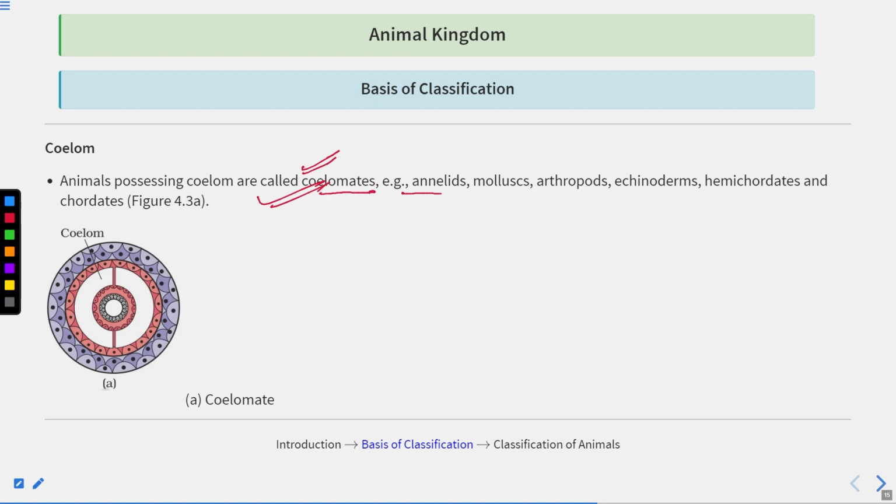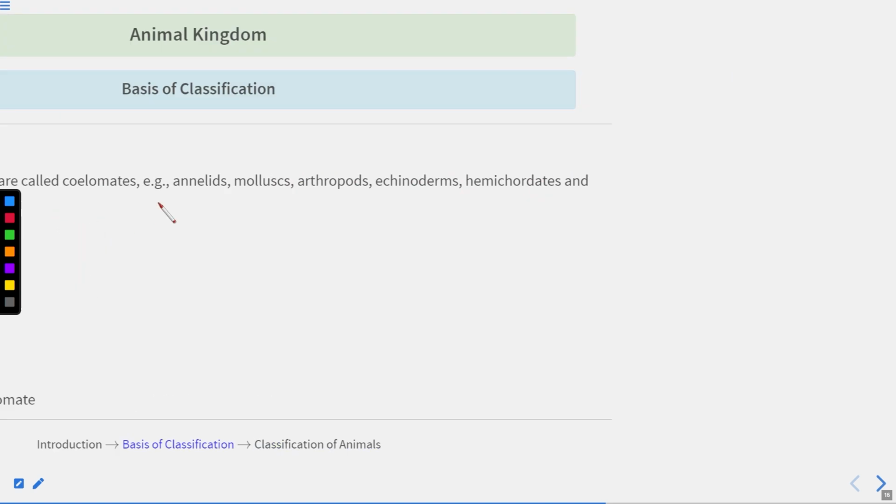For example, annelids, mollusks, arthropods, echinoderms, hemichordates, and chordates. All these organisms possess the body cavity, and that is why they are said to have the true coelom. So some of the phyla showing this type of true coelom are Annelida, Mollusca, Arthropoda, Echinodermata, Hemichordata, and Chordata. Okay.